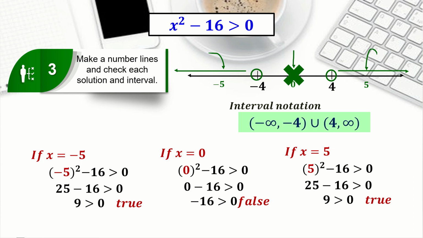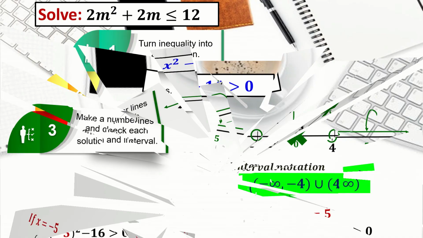So, the interval notation here is negative infinity up to negative 4, and positive 4 to positive infinity. We use parentheses because negative 4 and positive 4 are not included in the solution.